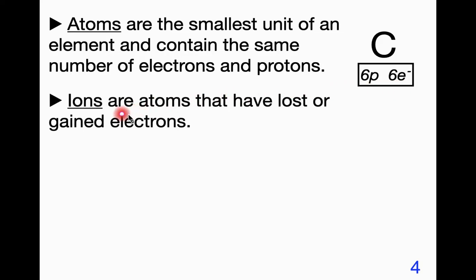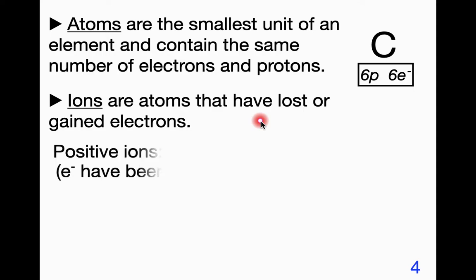Whereas ions are atoms that have lost or gained electrons. So there's 2 types of ions: ions that have positive charge and ions that have negative charges. Positive ions are called cations. It's pronounced with a hard C, cations. Electrons have been lost. Remember that protons are positively charged, electrons are negatively charged. So if you lose electrons, you have more protons than electrons, so it's going to be positively charged.